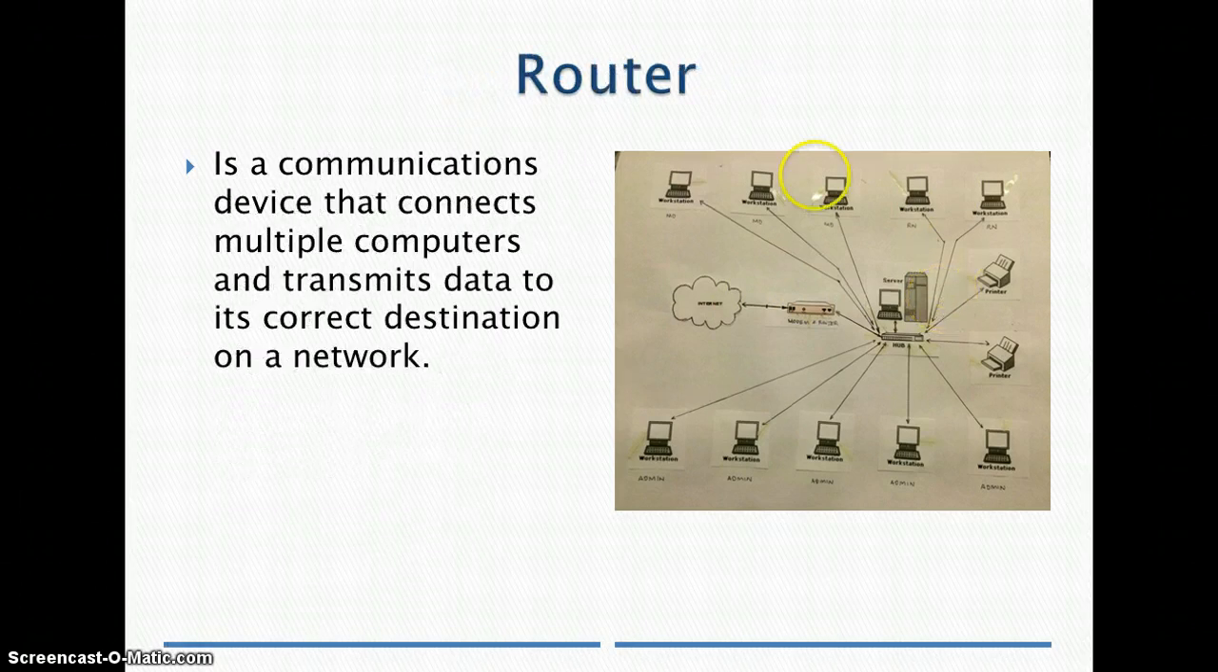What is a router? A router is a communications device that connects multiple computers and transmits data to its correct destination on a network. So you both need a modem and a router to access the internet. You cannot do it with a modem alone. Especially in a network, we have many users. The router will direct the traffic of the access to the internet.